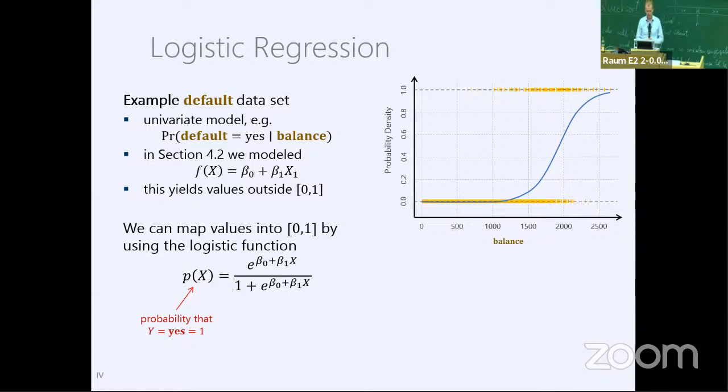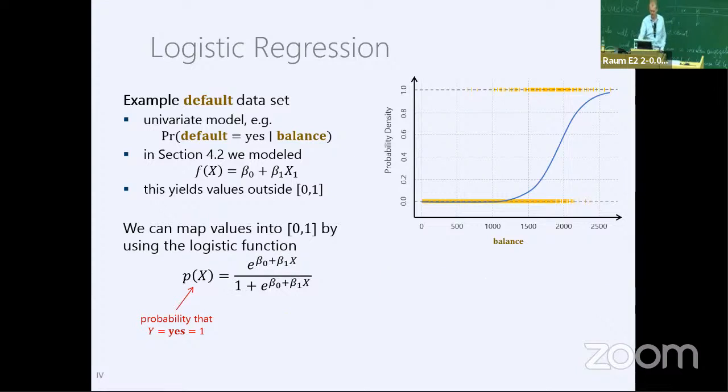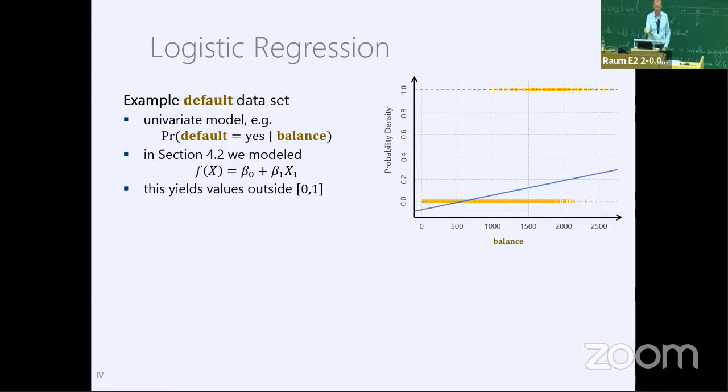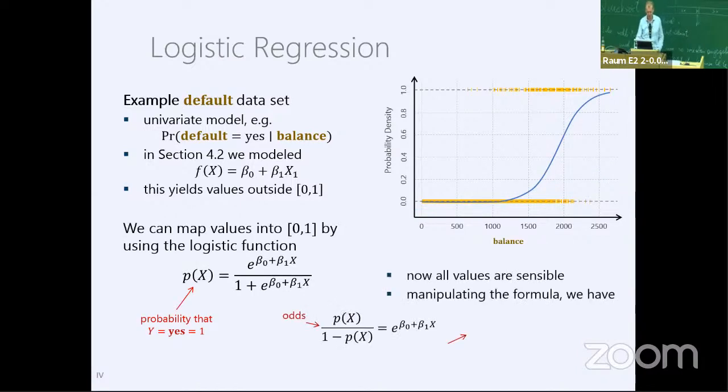Okay, so what more can we do with this? Or why is this nice? Well, the first thing that is nice is that all values are sensible, between 0 and 1. Previously, I didn't even comment on it, but what on earth if somebody has a balance below 500, what does a probability of minus something mean? Is it like they're going to pay back extra? I don't know, it's a bit nonsense. Now all values are sensible, and we can interpret the formula that we have.